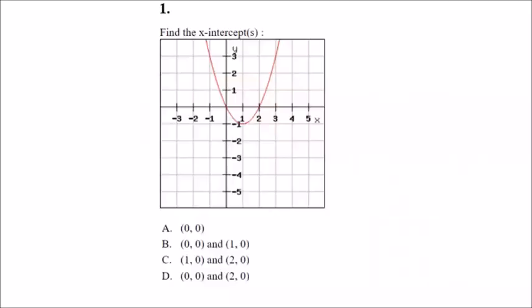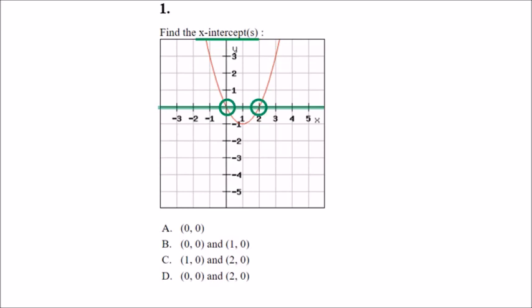All right, let's go ahead and take a look at number 1. Number 1 says find the x-intercepts. So the first thing that I'm going to do is look for my keyword. So everyone should have underlined the word x-intercept. X-intercept is just referring to where the graph crosses the x-axis. And so as we're looking here, I see that my graph crosses right here and right here.